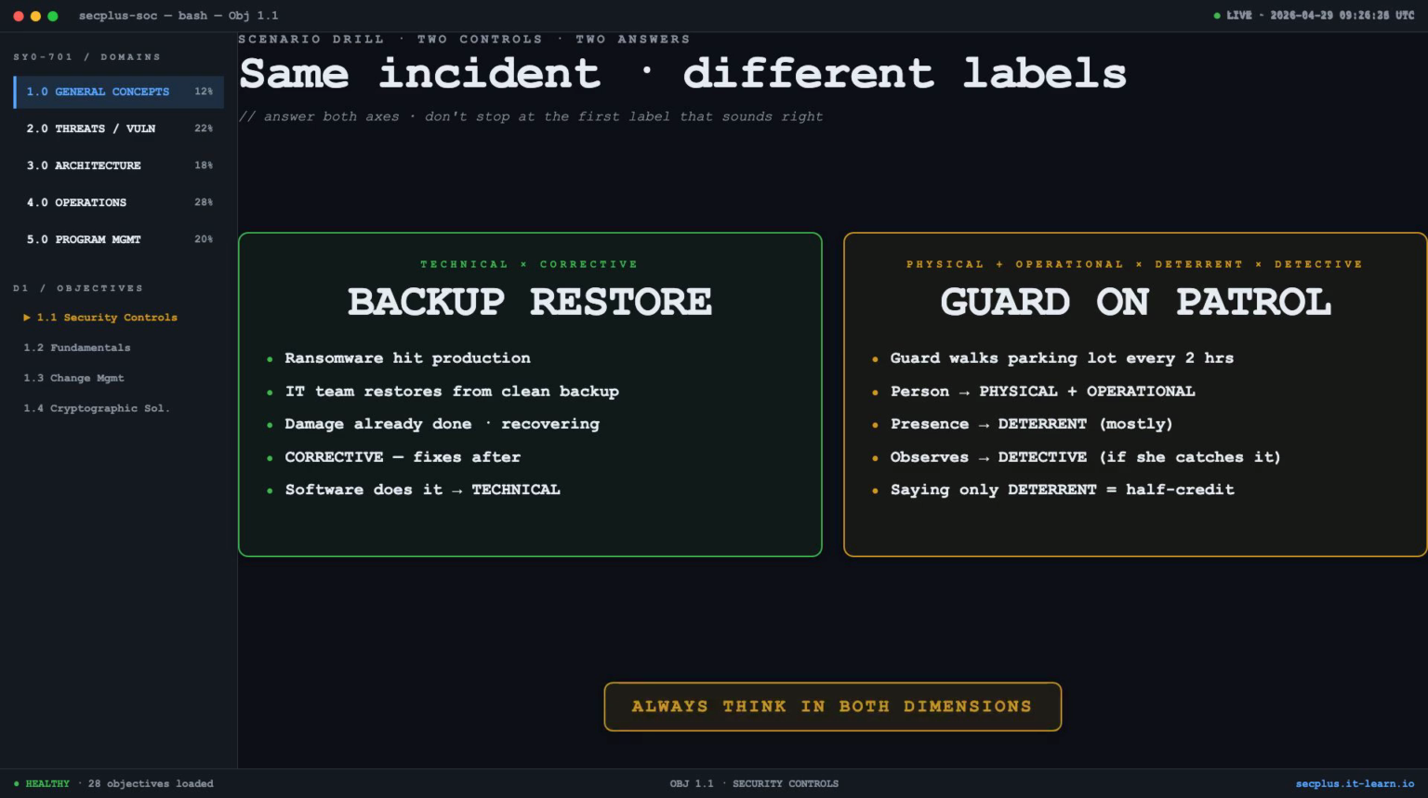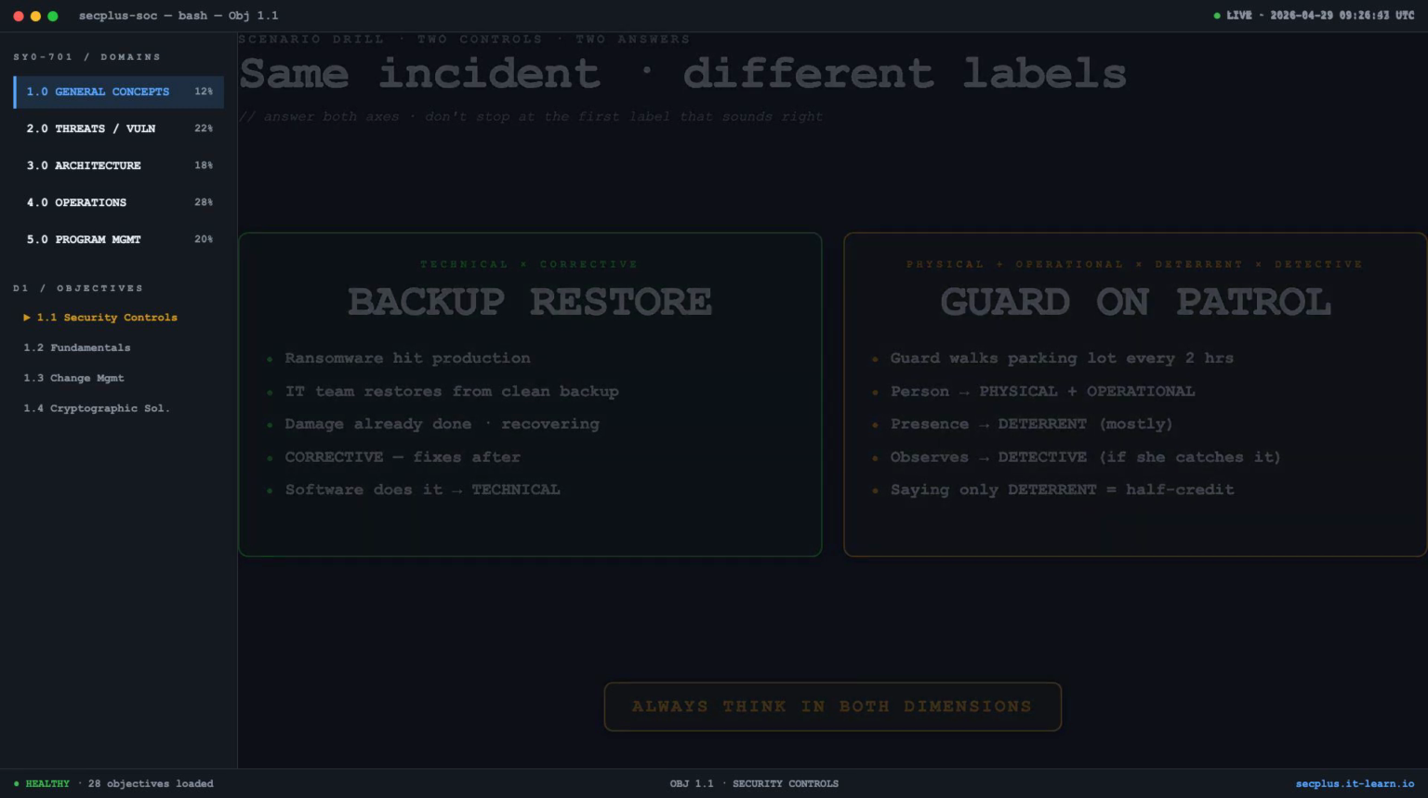One more for good measure. The SOC analyst notices a brute force attempt against the VPN concentrator from a foreign IP. The IPS blocks the source automatically, and the SIEM generates an alert. Two controls, two answers. The IPS is technical and preventive. The SIEM alert is technical and detective. Same incident, two completely different control labels.